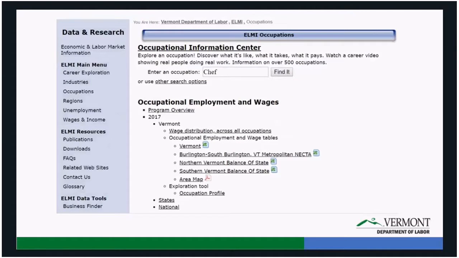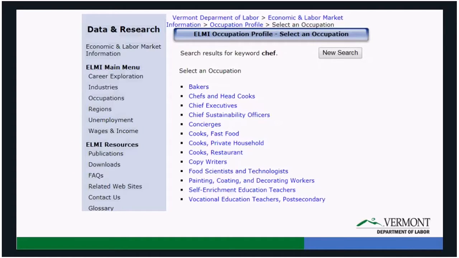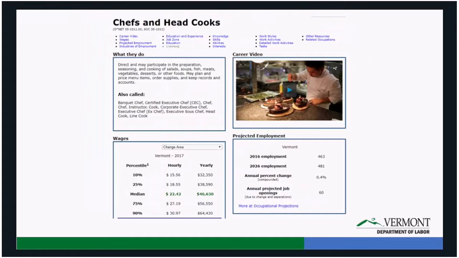So you enter chef into that, and chef is pretty specific, but not specific enough, because as you can see in the results, there are about a dozen different occupations that contain a keyword of chef: bakers, chefs and head cooks, chief executives, concierges, fast food cooks. For this example, we will look at chefs and head cooks, just picking one. So if you click on chefs and head cooks, it takes you to the occupational information page here, and that provides a detailed description of the occupation.